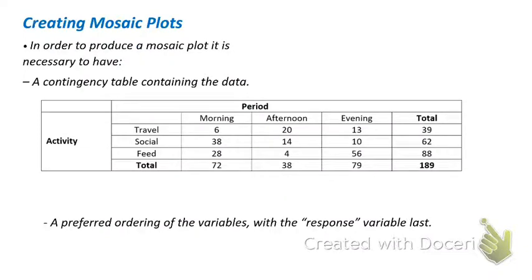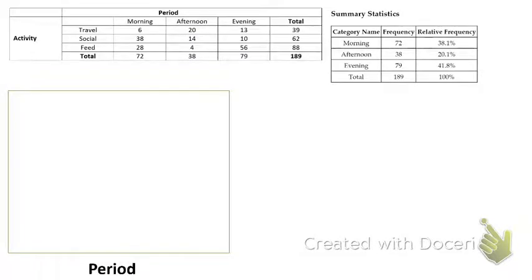So if we want to make a mosaic plot, first we look at our table of values that shows all of the different categories of our variables. And then we want to split up our, in this case, the periods: morning, afternoon, evening. We want to take those subtotals and turn those into percentages. That's going to show us how wide to make each of the bars. So the morning activity accounts for 38% of all the activity, and the evening activity accounts for about 42% of all the activity. So those two numbers are pretty close.